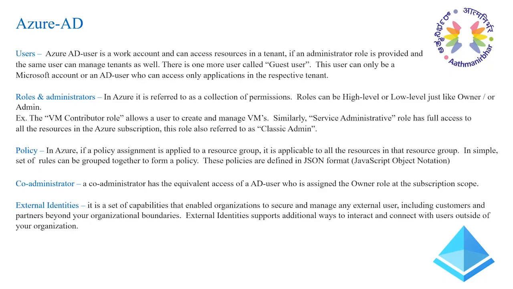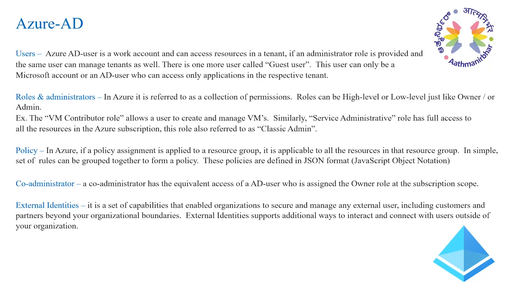So similarly, we have something called a policy. In Azure, if a policy assignment is applied to a resource group, it is applicable to all the resources in that particular group. This is what I was referring to. So you will create a group, and for that group, you will assign a policy. That policy is assigned or aligned to all the users who are there within that group. So in simple terms, a set of rules can be grouped together to form a policy. These policies are defined in JSON format, that is JavaScript Object Notation.